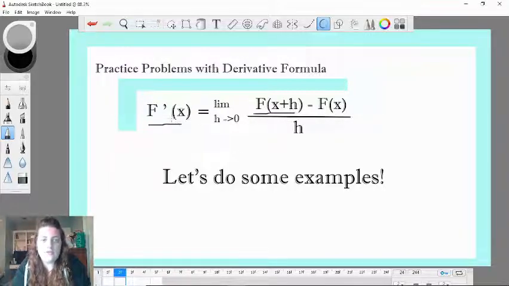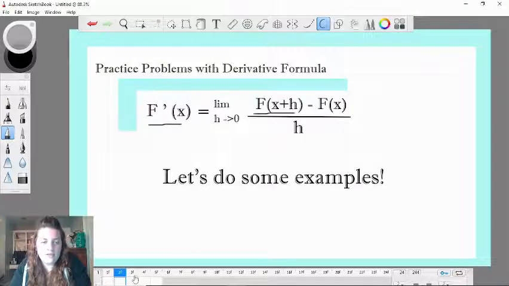So for some practice problems, just going to go over the formula. F prime of x, or the derivative of f of x, which is a function, equals the limit of h approaching 0 of f of x plus h minus f of x all over h. F of x just being your function, and then f of x plus h just being, instead of x, you put x plus h in place of that.